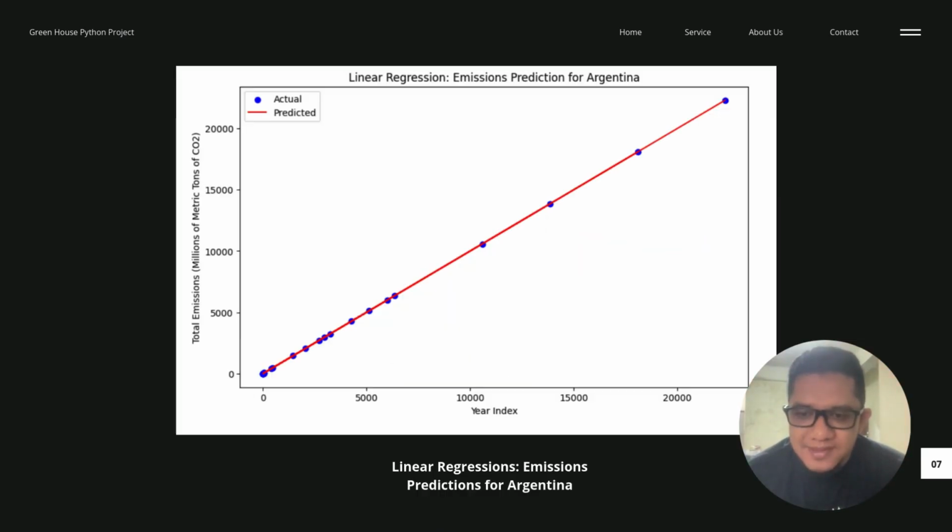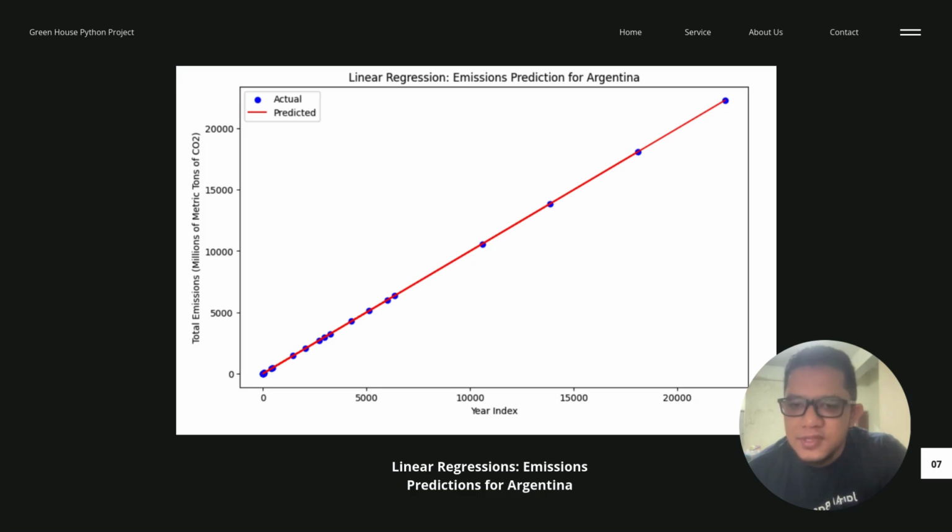Now we talk about the machine learning techniques that we implemented in this project. Actually, we implemented two machine learning techniques. The first one is k-means clustering, and the second one is linear regression. For k-means clustering, we found that the result can be used to identify emission patterns across countries and help in the formulation of global environmental policies. Countries in the same cluster can be further analyzed to understand the factors that influence their emissions and also determine appropriate mitigation strategies.